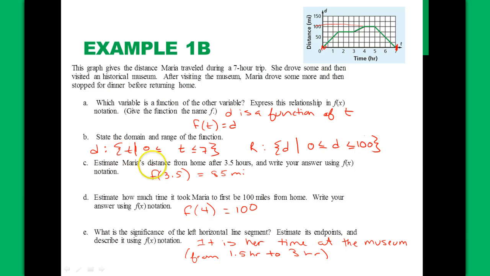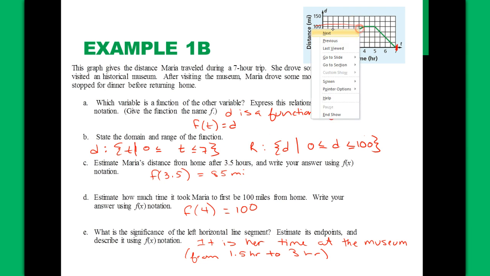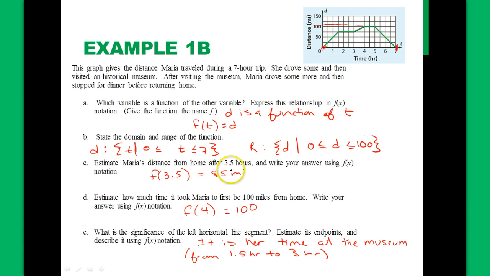Okay, it says estimate Maria's distance from home at 3.5 hours. Well, if you go to 3.5 and go up, it's an estimate there. It's about, I guessed, around 85 miles. You guys could have something a little different than me. Okay? You know it's more than 75 and less than 100. Somewhere in between there, okay? In the middle.